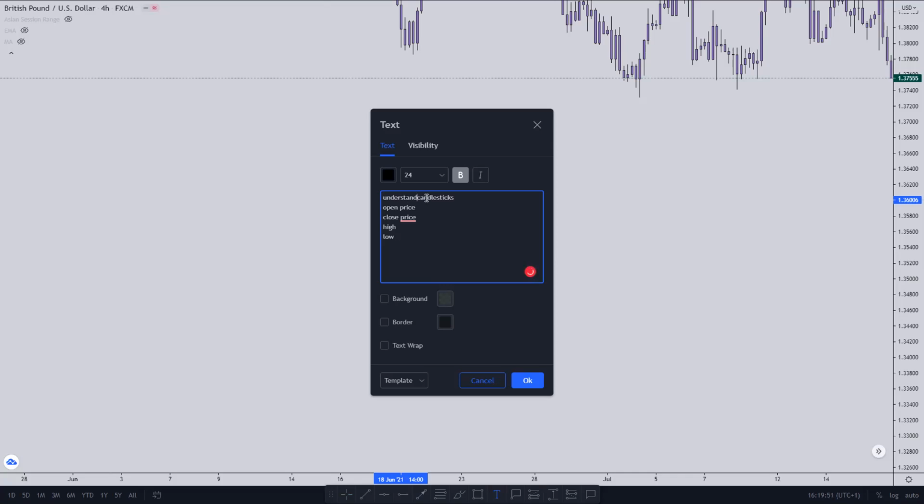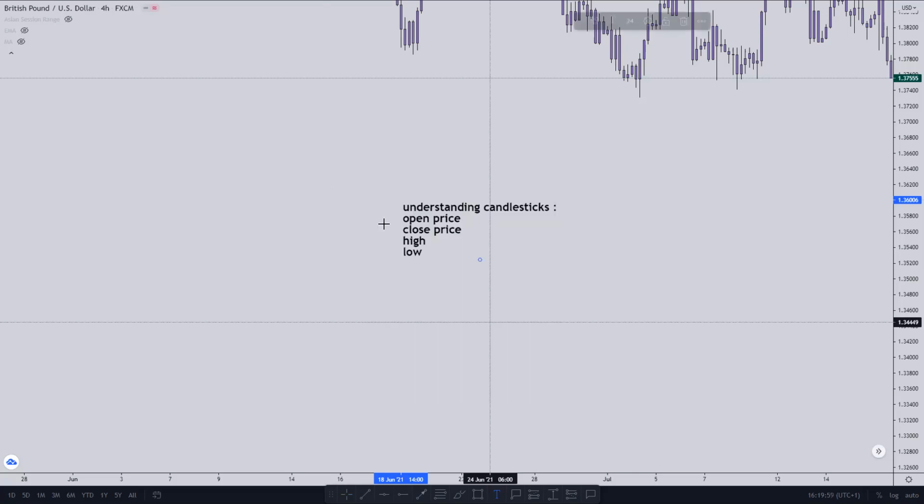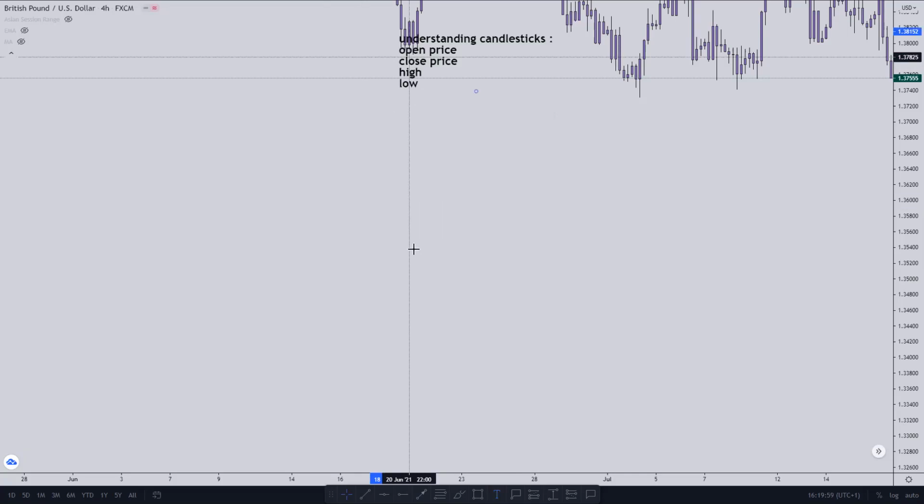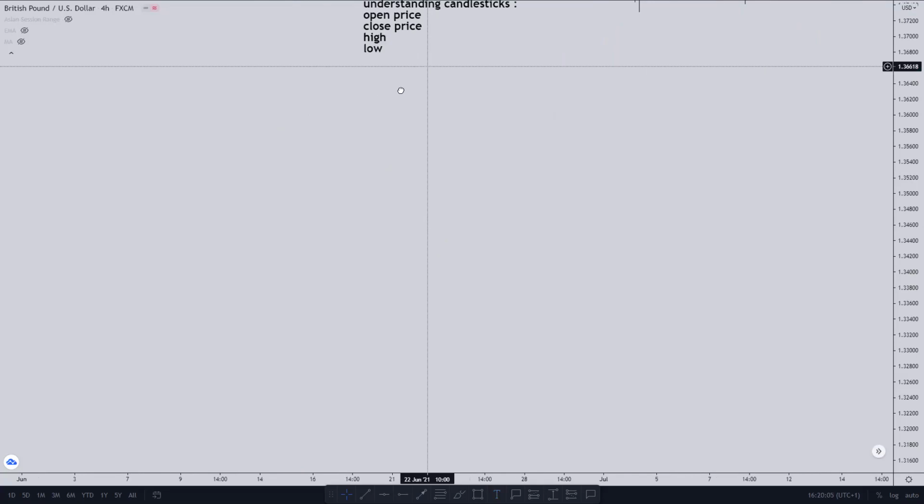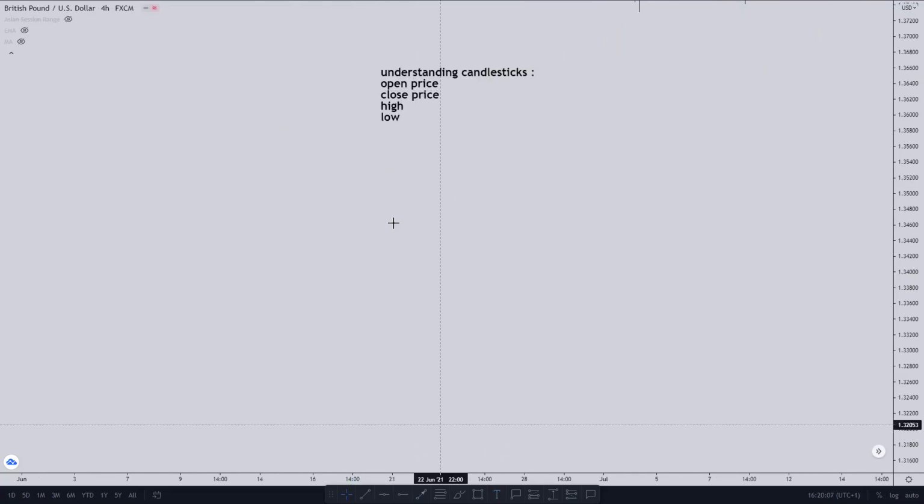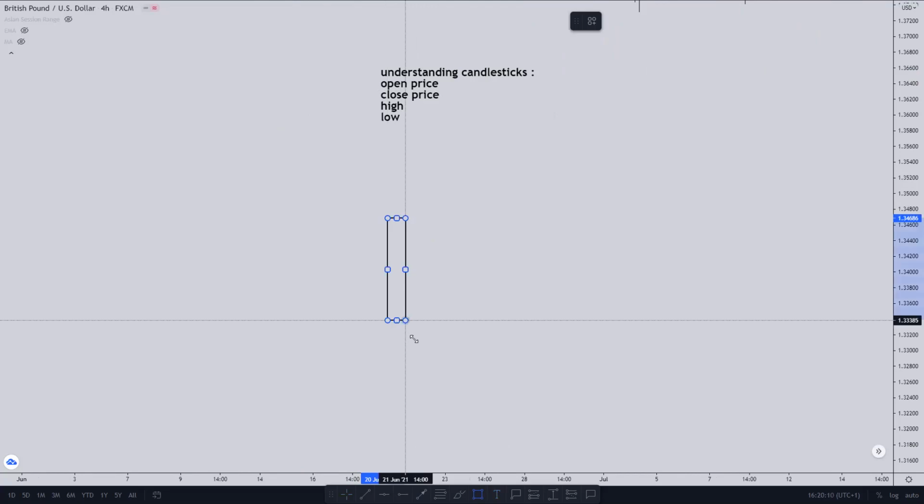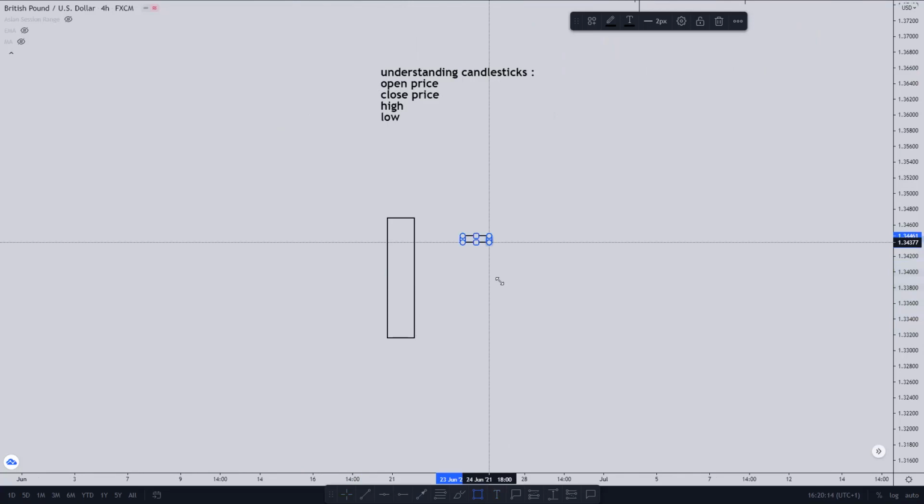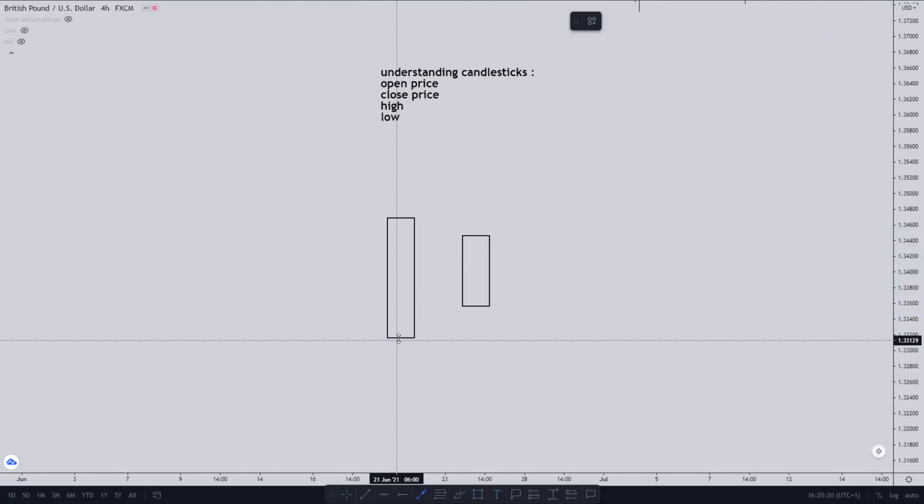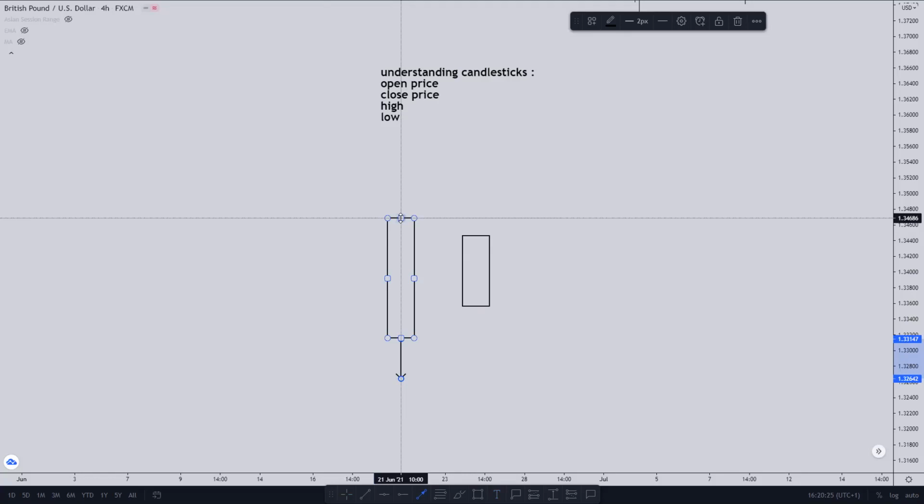Understanding candlesticks, right? So understanding candlesticks. First, I wanna quickly show you from this thing, and then I have another one here, and then we have, I'm just using an arrow.